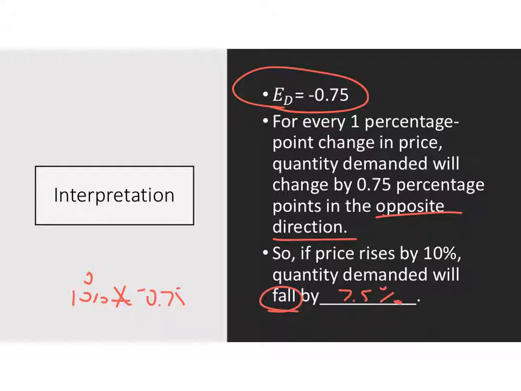We could take this a step further. If price were to increase by 100%, we know that quantity demanded would fall by 75%. Notice that the percent change in quantity is less than the percent change in price. We have a price inelastic demand.